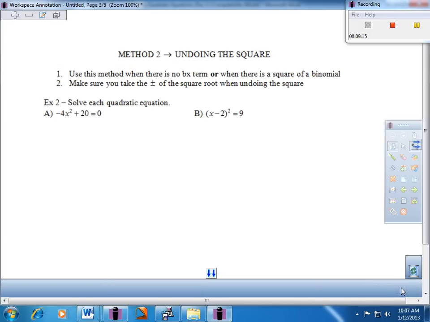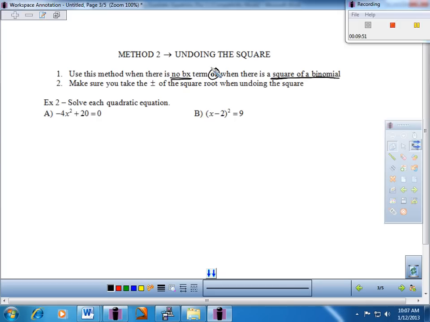Okay. Method 2, guys. Undoing the square. So this one happens to be very, very conditional. So let's be very clear on this. It says on your paper, use this method when there is no middle term, so when there is no bx term there. Or when there is what is called, and you've seen this phrase once or twice already, the square of a binomial. Those are the only 2 times we can do it.